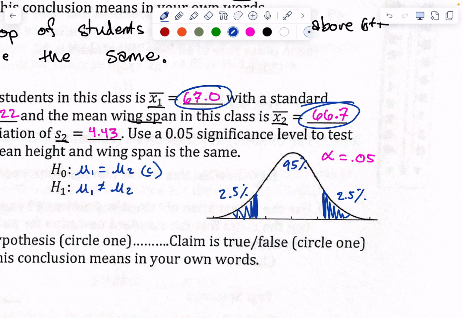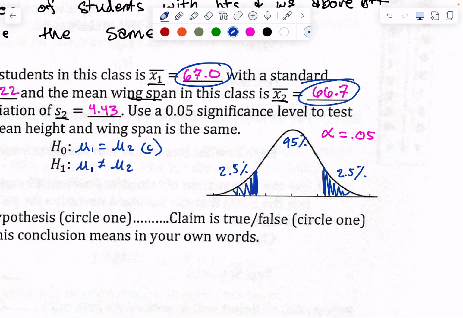Okay, now you're going a little too fast. 95% in the middle. And we look up on which chart? The T chart, because we're doing mean. And we're doing 95% at how many degrees of freedom? 13. 13 degrees of freedom.